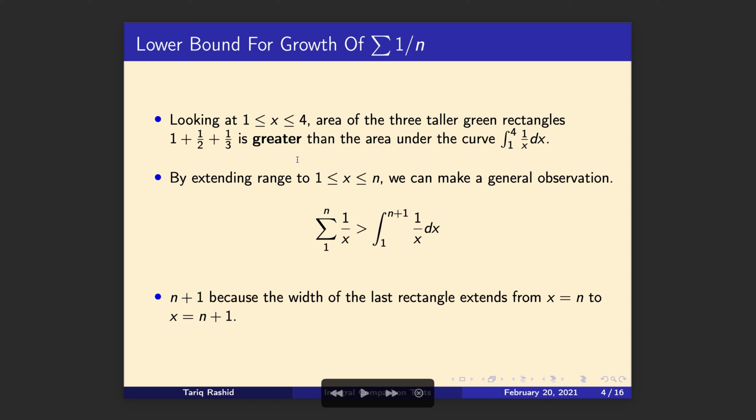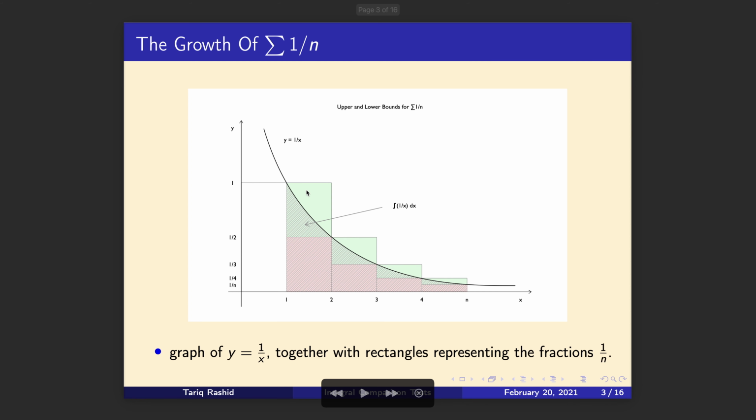So if we look at a specific area, like say between 1 and 4, we've already seen that the area of the taller green rectangles, 1 plus a half plus a third, is greater than the area under the curve between 1 and 4. And we can write that down.